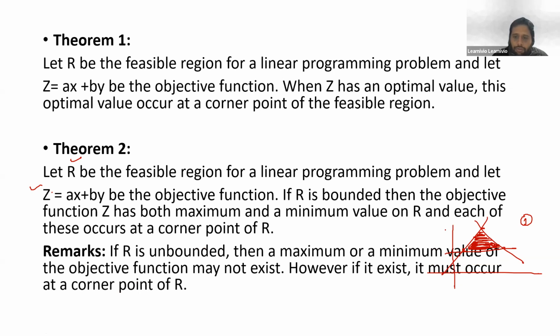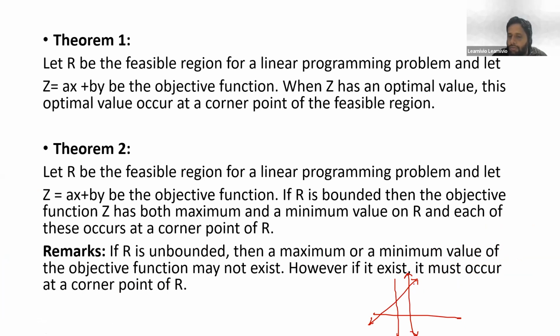If this one is bounded, I hope this is clear to you. We will see the unbounded case now. If R is unbounded, then a maximum or a minimum value of the objective function may not exist. So what is an unbounded case? For example, we have this line, then we have another line like this. If we find the common part, we get this common part. So this is your feasible region. Now you can see that this is unbounded. What was bounded? Bounded was like this. This is a bounded one.